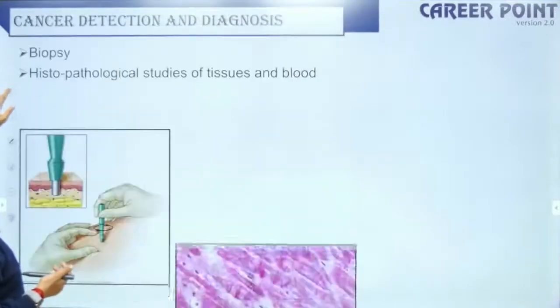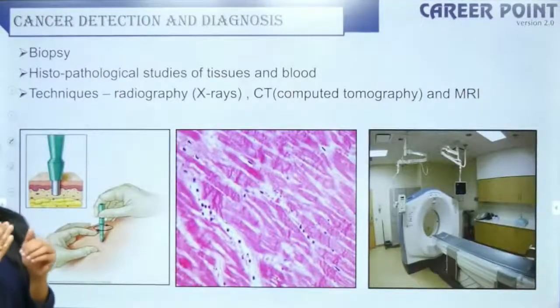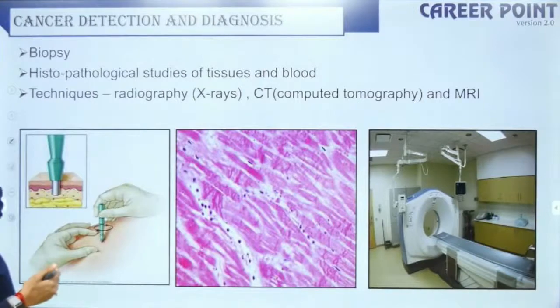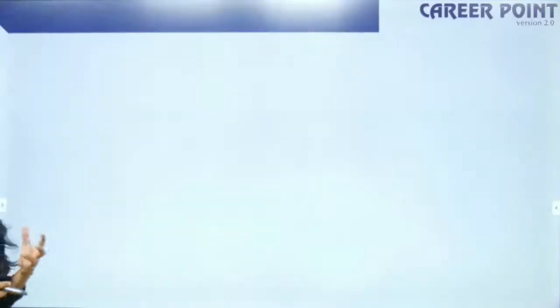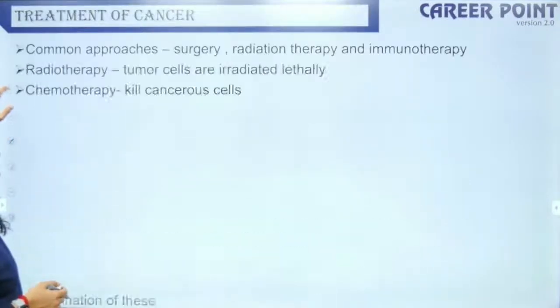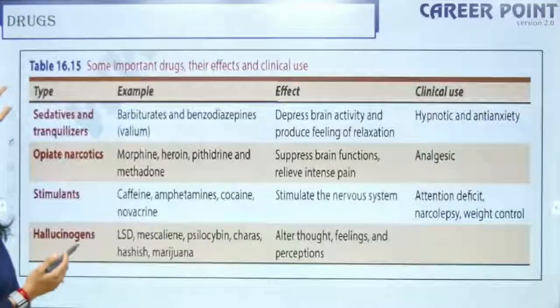So what are the ways by which you can detect cancer? This is also very important in today's scenario because we always lose the battle with cancer, right? So biopsy, histopathological studies, you use computed tomography, you use surgeries, etc., right? So what can be the possible treatment? Radiotherapy, chemotherapy, immunotherapy, you can mix everything.